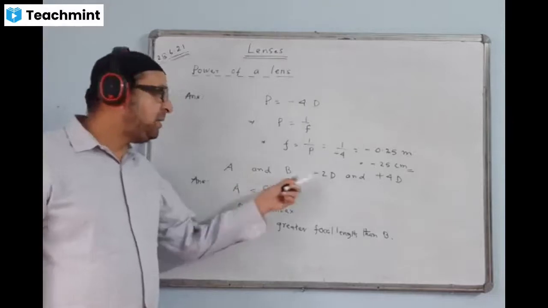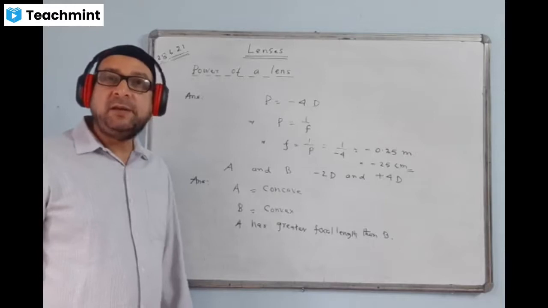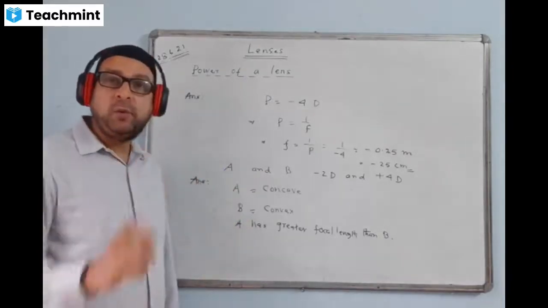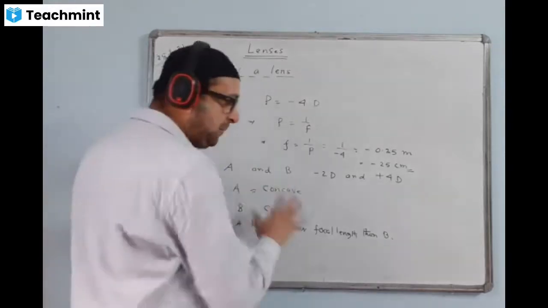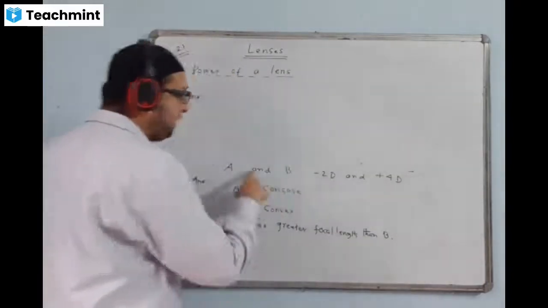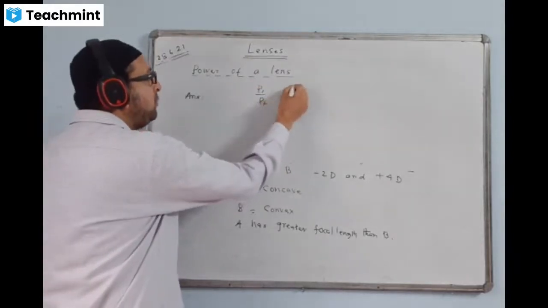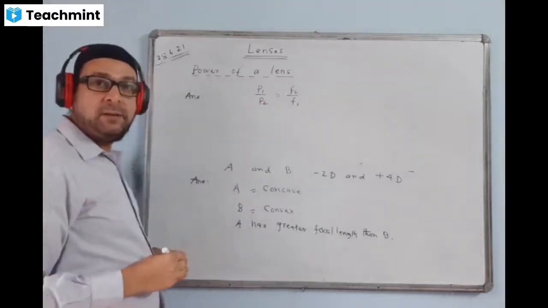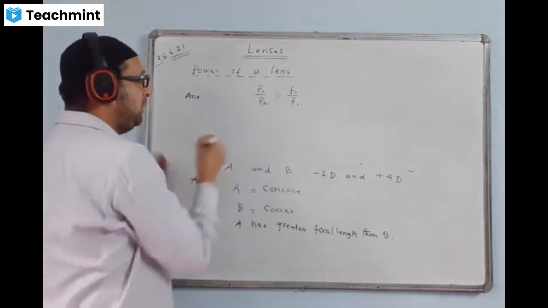By chance, in this question, if they ask you to find the ratio of their focal lengths, or compare their focal lengths, how do you find the ratio? Suppose in the same question, that is the ratio of power here. You will write like this: P1 by P2 is equal to F2 by F1. Opposite way you will write. Reciprocal. 1 will go with 2, 2 will go with 1.